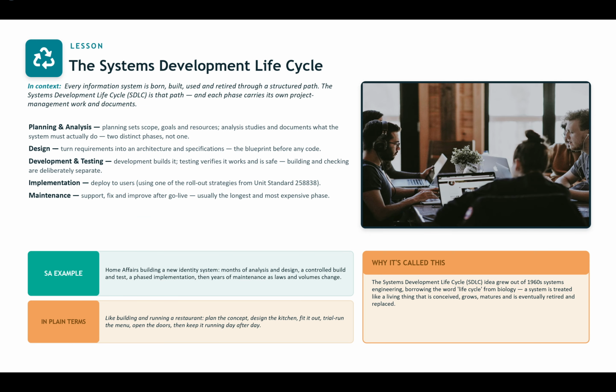Then we've got the systems development life cycle. Every information system is born, built, used, rebuilt and retired, through a structured path. The systems development life cycle, or SDLC, is that path, and each phase carries its own project management work and documents. So these are the phases that you go through. Sometimes this can be expanded to more phases than these. Now you have sub phases and so forth. But for simplicity, we'll look at them from planning and analysis to design to development and testing to implementation, and then lastly maintenance.